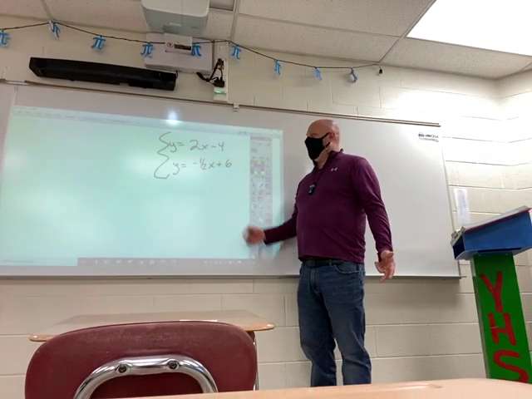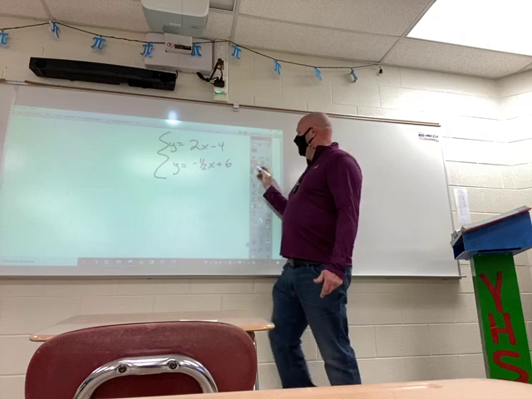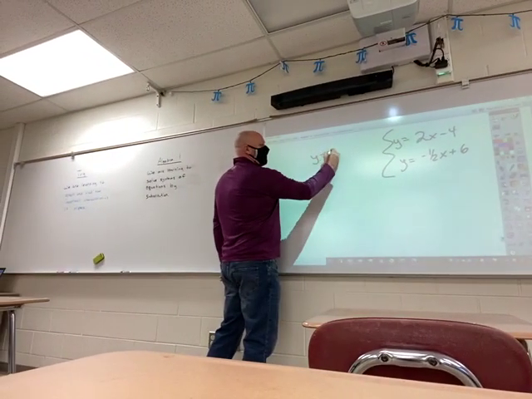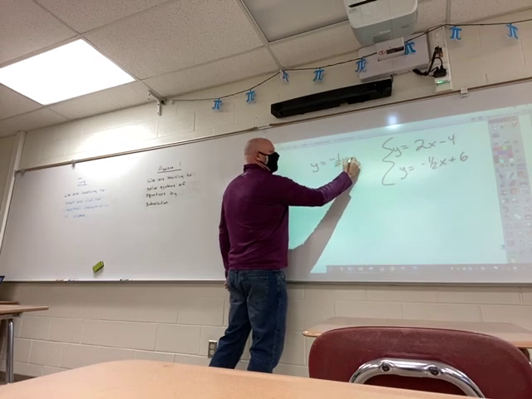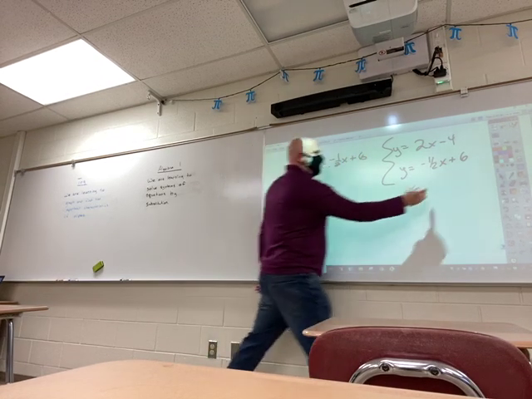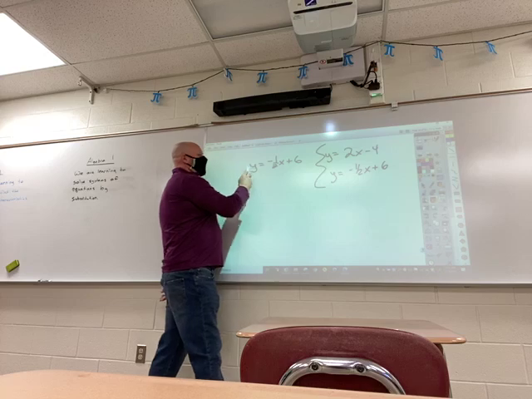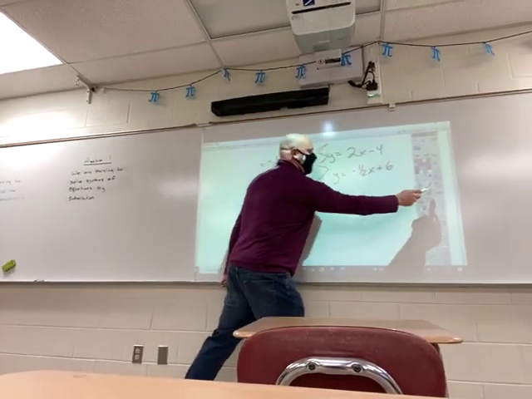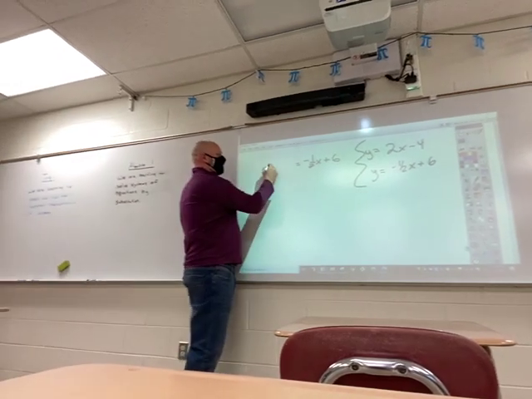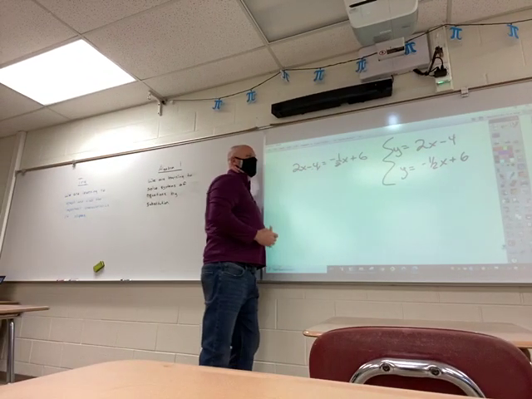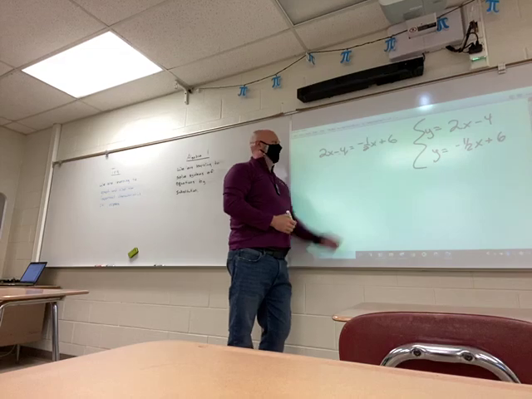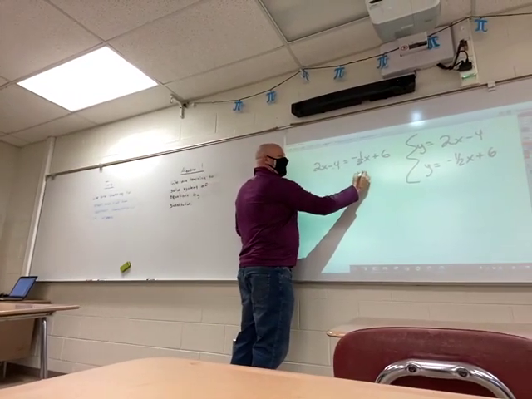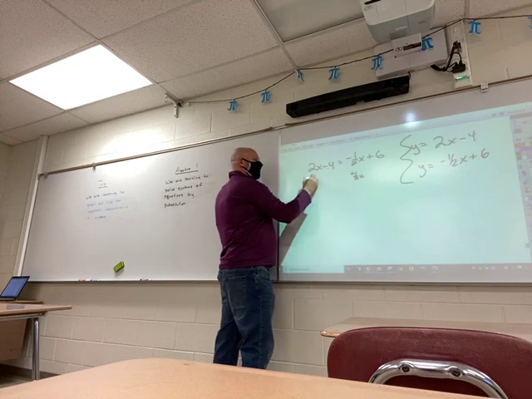They're already both solved for y, so I could rewrite either equation, y equals negative a half x plus 6, but I can replace the y with 2x minus 4. And now I just got to solve it. Well, first thing I'd want to do is get all the x's on one side. So I would add the 1/2 x.